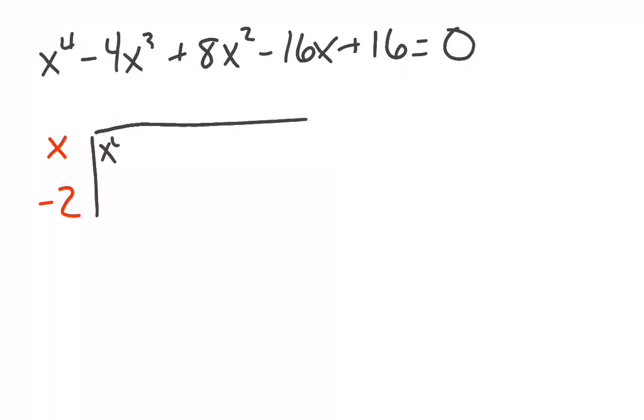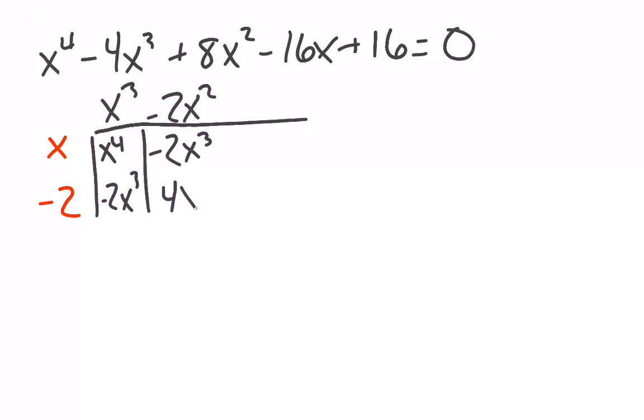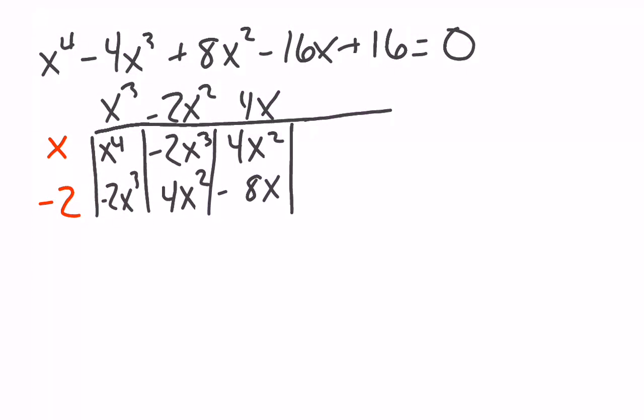So x to the 4th means I have x cubed, which means I have negative 2x cubed. But I want negative 4, so this is negative 2. Negative 2x squared, positive 4x squared. But I want an 8x squared. So this is a 4x. And this is a negative 8x. But I want a negative 16x. Pretty much this is what my brain is thinking all the time. And that makes that positive 16. Yay, it worked.